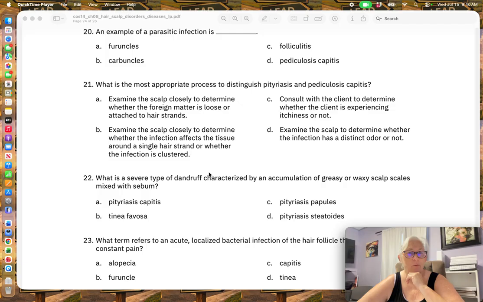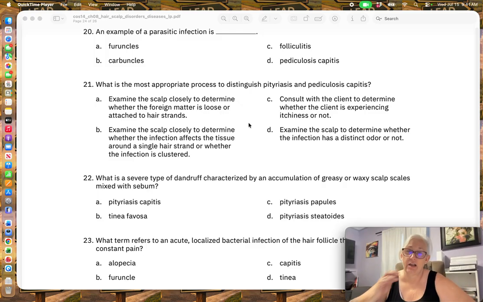B, examine the scalp closely to determine whether the infection affects the tissue around a singular hair strand or whether the infection is clustered. That has nothing to do with it. Consult with the client to determine whether the client is experiencing itchiness or not. Obviously you're going to want to ask that, but you can look at the hair and discover that yourself. Examine the scalp to determine whether the infection has a distinct odor or not. Don't care about that whatsoever.